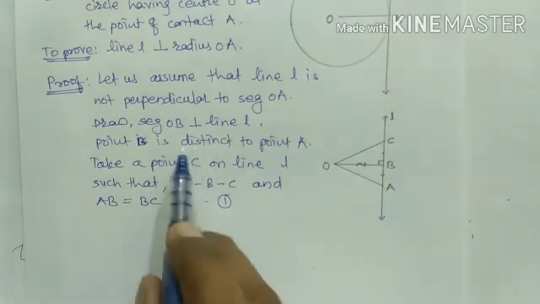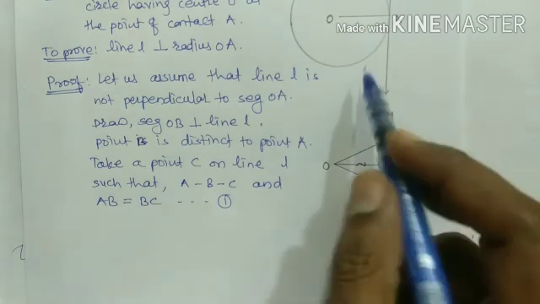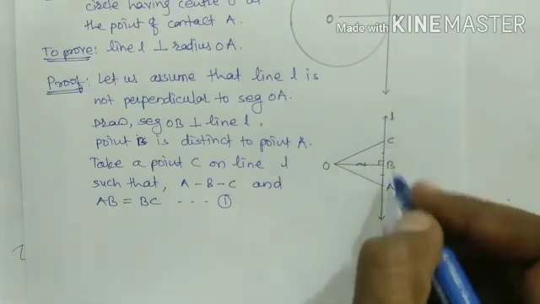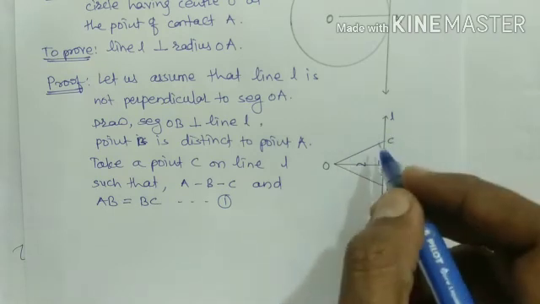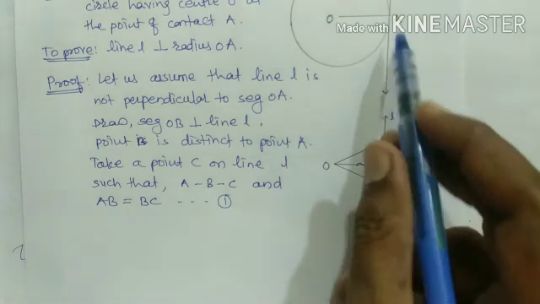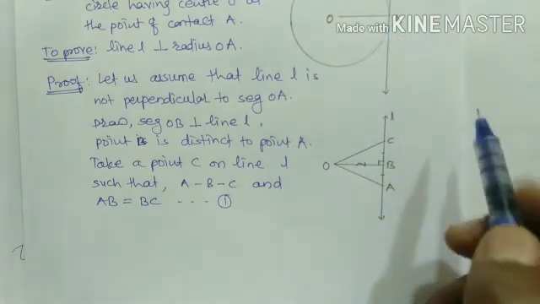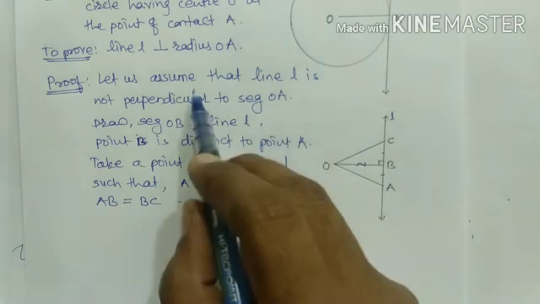But it is given that this line L is the tangent. Line L is the tangent, that is given to us. And here we proved that points A and C are both common points of the circle and the tangent. But it contradicts the fact. Which fact? Because the tangent intersects the circle in one and only one point, and that's why the contradiction occurs. Therefore, our assumption is wrong.